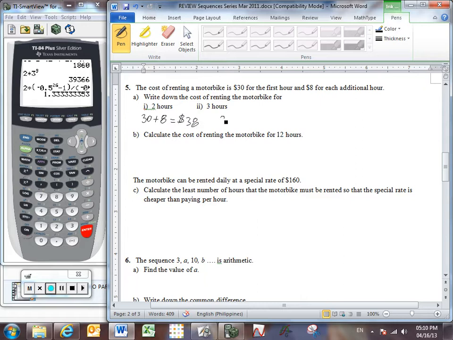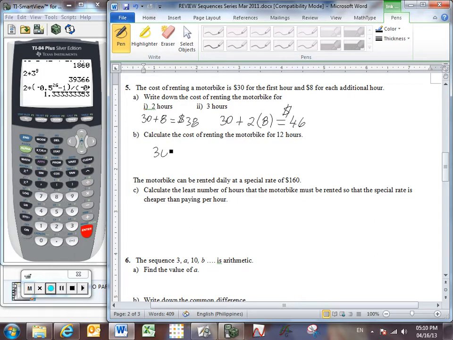For 3 hours, we're going to take our $30 for the first hour, and then we're going to be adding 2 additional hours of $8 to give you a total of $46. Let's keep doing this. Let's go with part B.